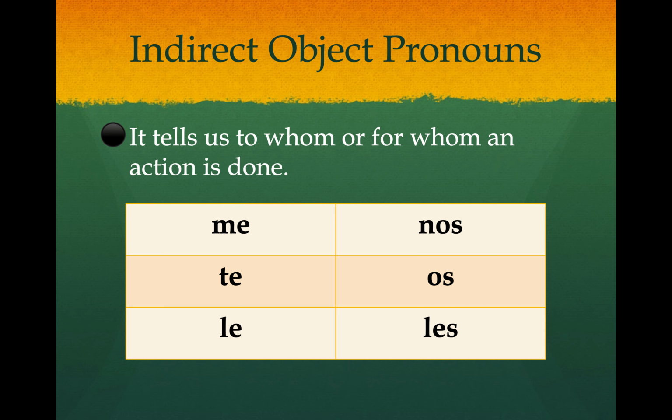For the form of yo, the indirect object pronoun is me. For tú is te. For usted, él, and ella is le. For nosotros is nos. For vosotros is os. And for ustedes, ellos, ellas is les. Once again, the I.O.P are me, te, le, nos, os, les, and they indicate in a sentence to whom or for whom an action is done.